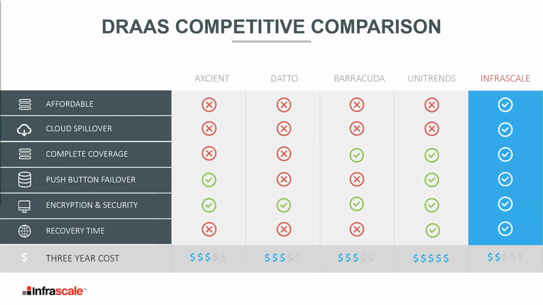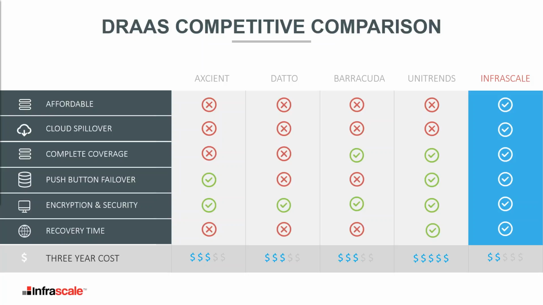Now let's take a look at a competitive comparison here now. Axient, Datto, Barracuda, and Unitrends. Now these are just some of the key points that I have heard that you need. Again, past webinars, customers who have called me up. So an affordable solution, we talked about that just on the last slide. A solution with cloud spillover, a solution that's complete coverage, allows for push button failover, has encryption and security built right in, and has a quick recovery time that fits my business and affords me what I need.